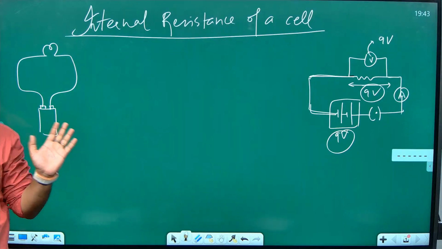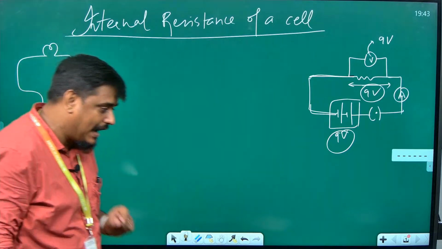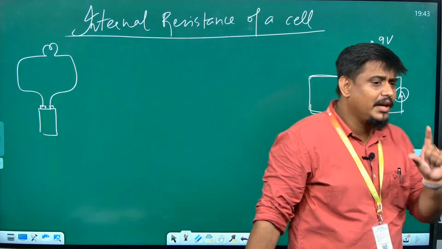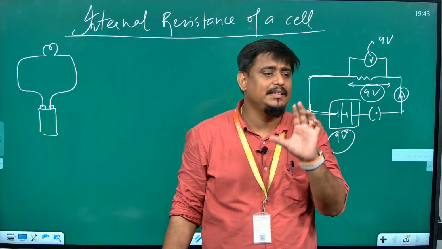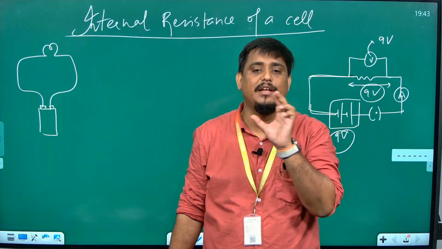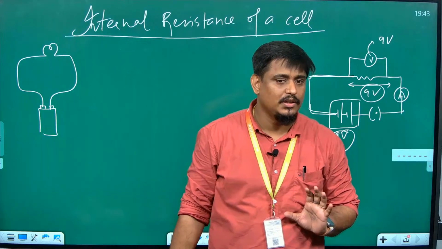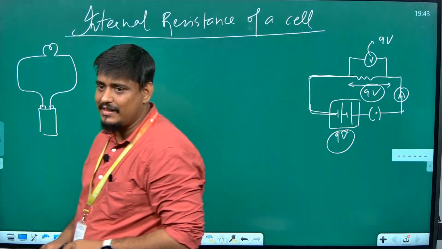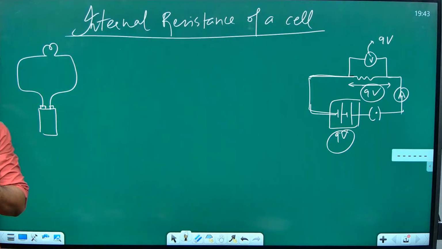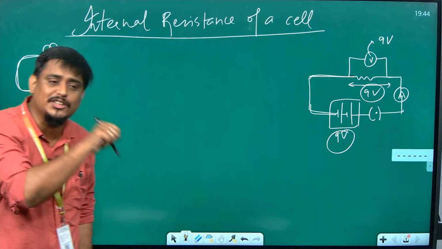I hope you know, and if you don't know, let me tell you that a cell or a battery is just a source of EMF, electromotive force. So when you buy a cell from the market, never think you have bought charges. You have just bought some chemical which is going to give energy for the electrons already lying in the wire to start to move in a particular direction.